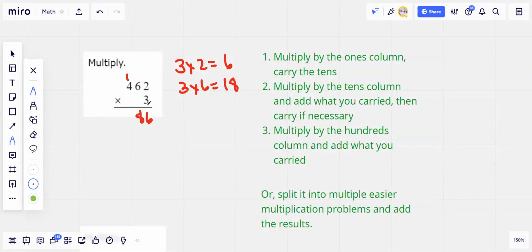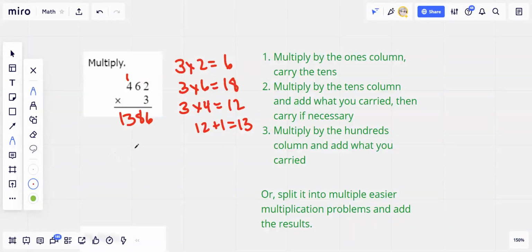Okay, now we're ready to move on to the hundreds column. So the next part of this is 3 times 4, and I know that equals 12. And we do have something that we carried, so we've got to add 12 plus 1, and that's 13. Now, you might think you have to carry this 1 further, but since there's nothing to carry it to, at that point you can just write that whole number down. So the 13 just gets written there, and our answer is 1,386.